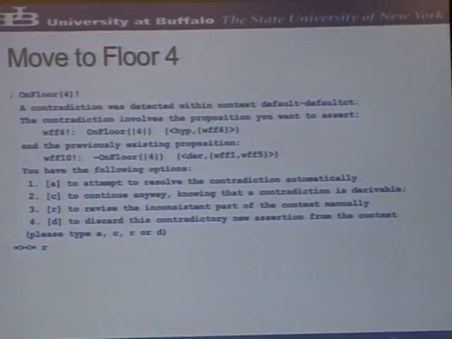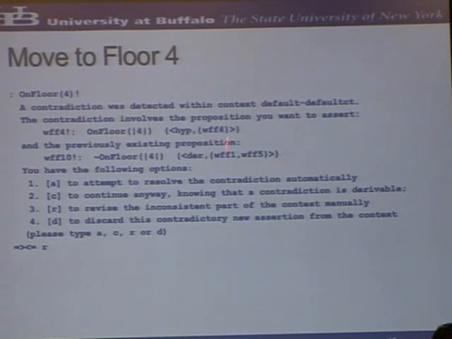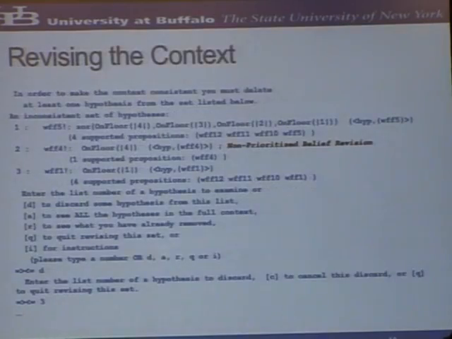Well, the contradiction was on floor four and not on floor four. If you union those two origin sets, you get the set of hypotheses from which this contradiction was derived. Guaranteed. The logic guarantees that those were really used to derive each one of these. So it is guaranteed that if you eliminate at least one of these three, the contradiction will go away, at least in that way that it was derived. It may come up some other way. So the system can tell you what you have to do is delete at least one of these hypotheses.